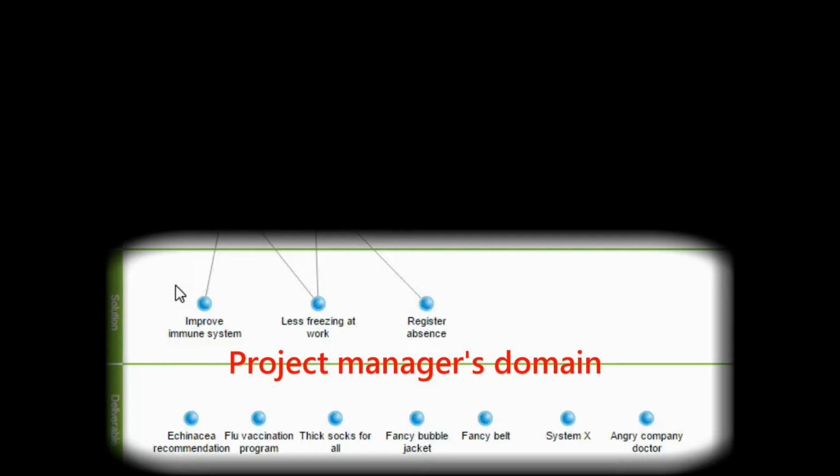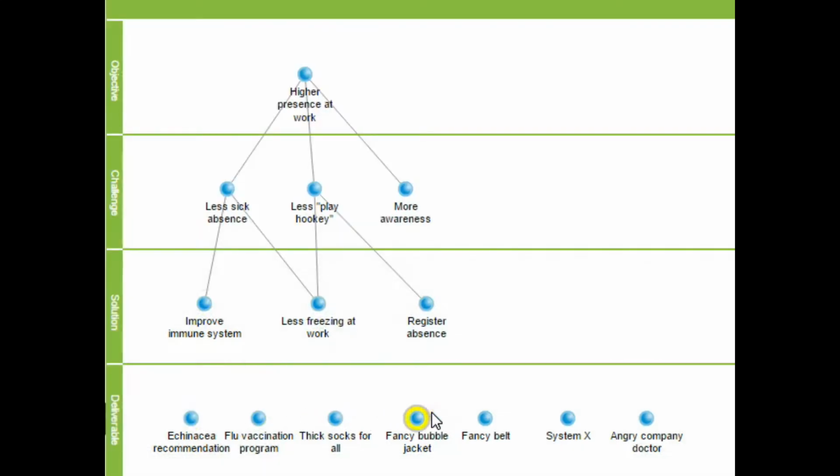So the project manager and the project team continues on with their work, and after some analysis of the 3 conceptual solutions, they have come up with 7 deliverables. So this would represent the scope of deliverables in the project. Echinacea recommendation, that's supposed to be good for your immune system. The flu vaccination program, thick socks for all, fancy bubble jacket, fancy belt, System X, and angry company doctor.